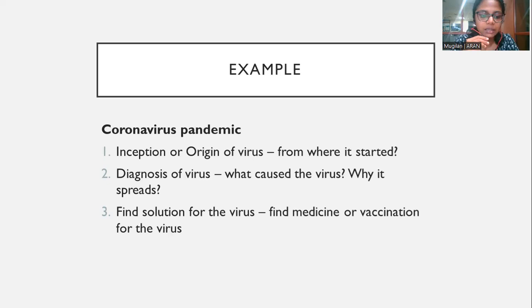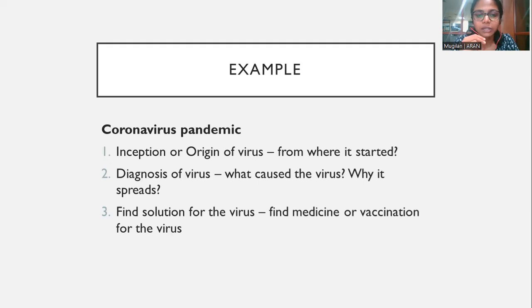The coronavirus can spread when a person is exposed to small droplets or aerosols that stay in the air for several minutes. The virus can also spread if you touch a surface with the virus on it and then touch your mouth, nose, or eyes. But the risk of that kind of spread is very low. So this is about the diagnosis of the virus. That means what caused the virus and why it is spreading.